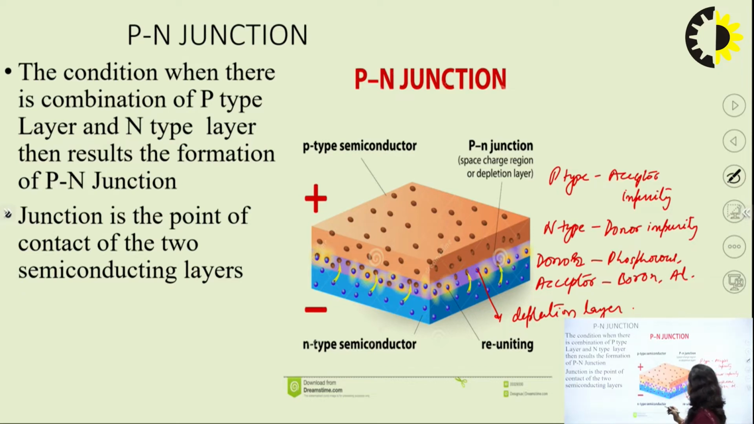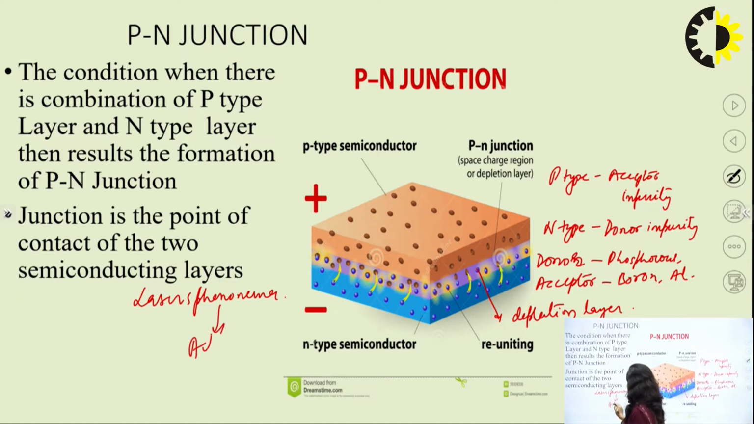In the last lecture we already discussed the laser phenomena. In lasers the same type of structure is there, a P type and an N type semiconductor, but in between there is an active region. Lasers are basically made up of semiconductor devices, with the active region between the P type and N type semiconductors.